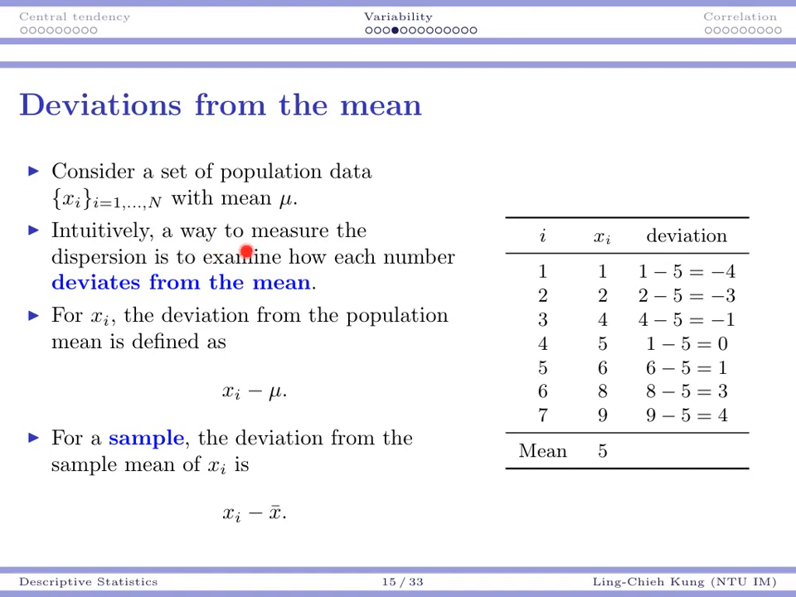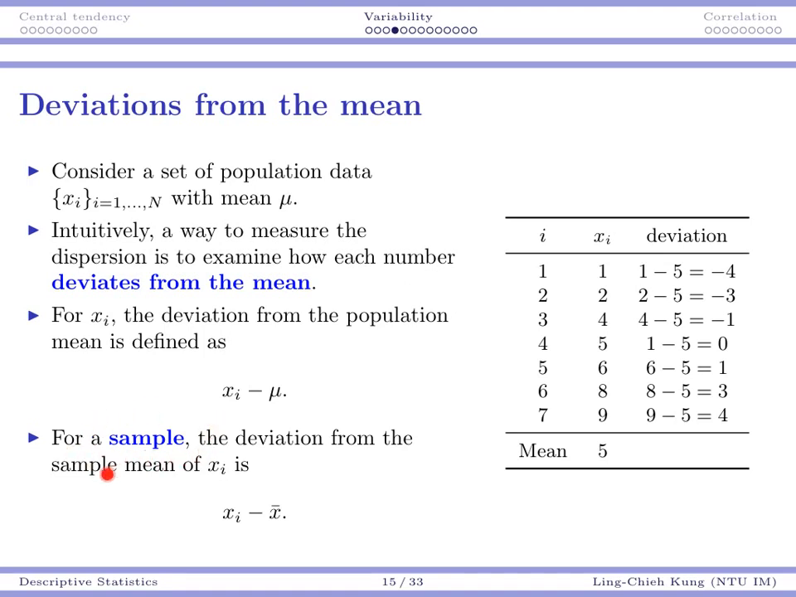Intuitively, if we want to measure the dispersion, then we want to see how each number deviates from the mean. We want to find the difference between each number and the mean. If the magnitude of this number is larger, that typically means this data point is far from the mean. And if there are a lot of such numbers, then we typically say the data set is more dispersed. So for xi, we define the deviation from the population mean as the difference between xi and mu, or xi minus mu.